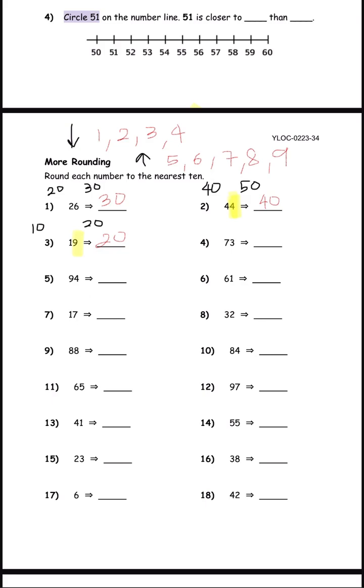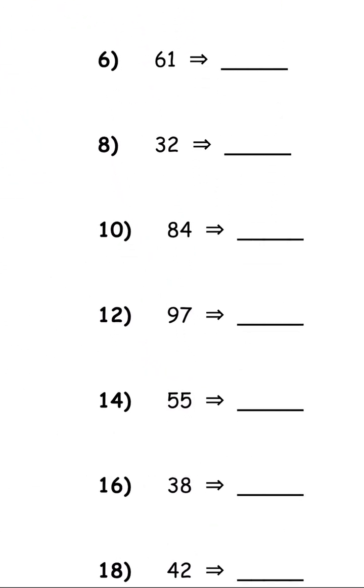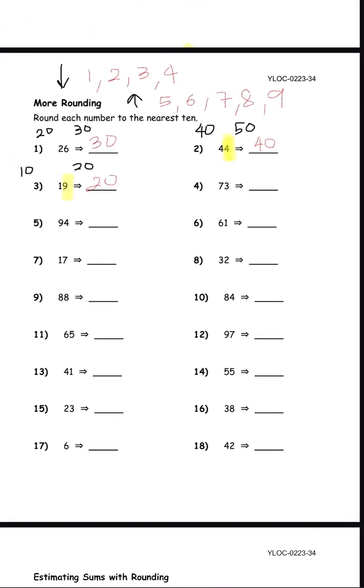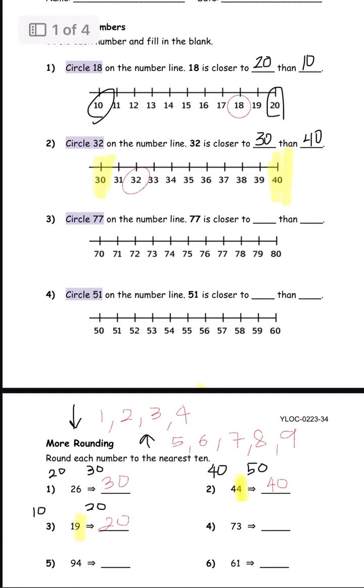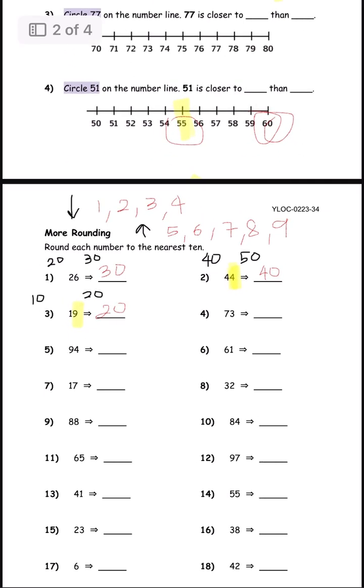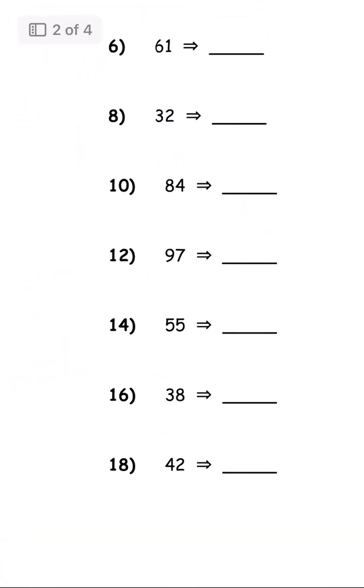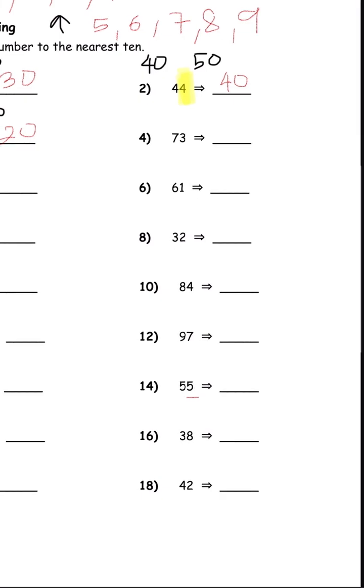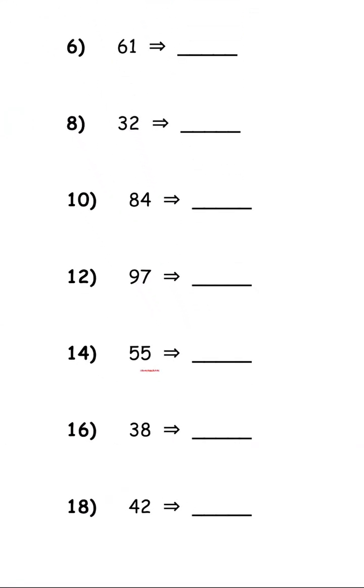And for number 14, we have 55, right? Although when we look at the number line, 55 looks like it's in the middle, we're going to round it up. So if we have 55, that means we're going to round it up to 60. So here, the ones place is 5. We round it up, so we get 60.